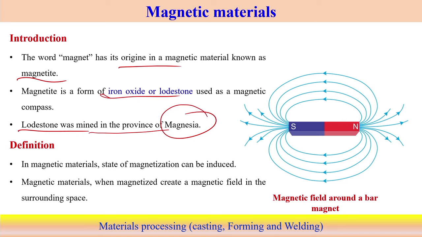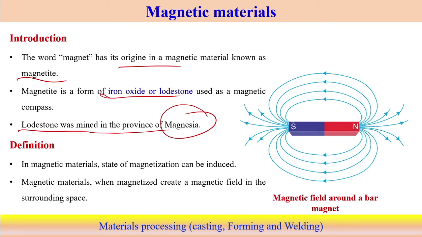Now you understand the application of the magnetic material: the magnetic flux can be transferred easily from one pole to another, from north to south, and there is a distribution of the magnetic flux from the magnetic material, and this magnetic material will attract another magnetic material. But in an organized way, we will try to understand how we represent these magnetic materials and how they can be processed, which is the basic objective of this particular module.